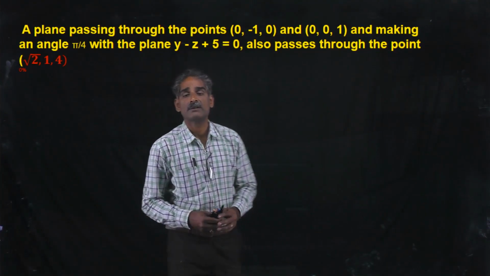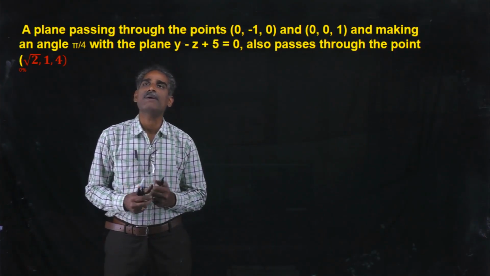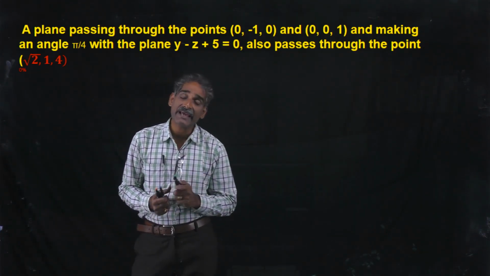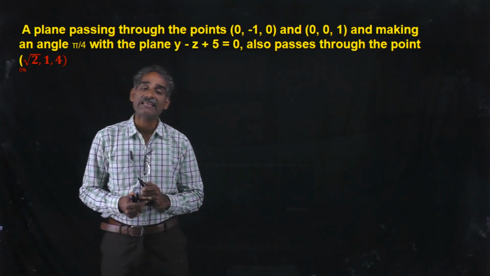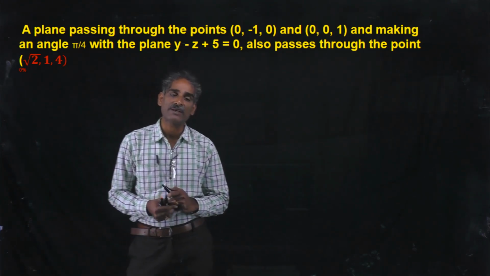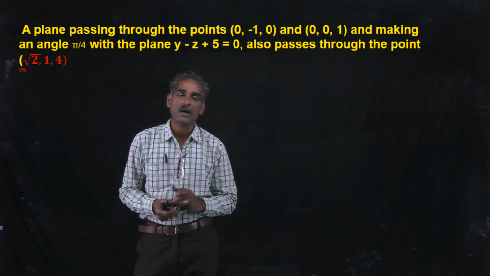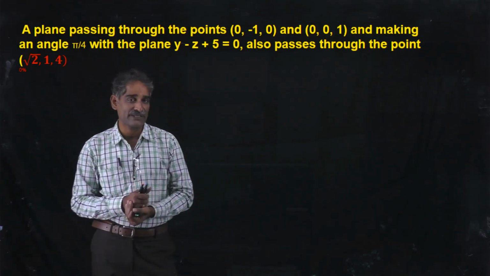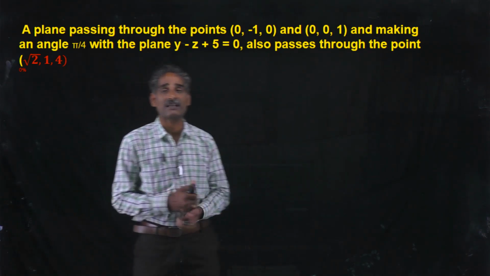Okay, this one. A plane passing through the points 0, minus 1, 0 and 0, 0, 1 and making an angle pi by 4 with the plane y minus z plus 5 equal to 0. It also passes through a point, and we have to find out the point. First of all, we have to find the plane equation which is passing through 2 points and making pi by 4 with another plane.